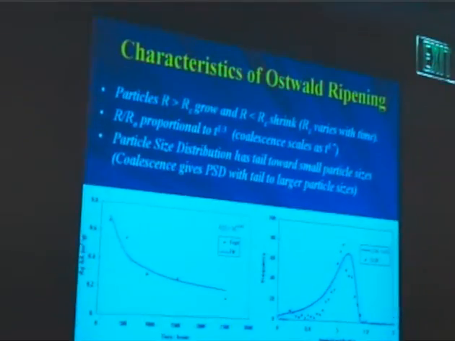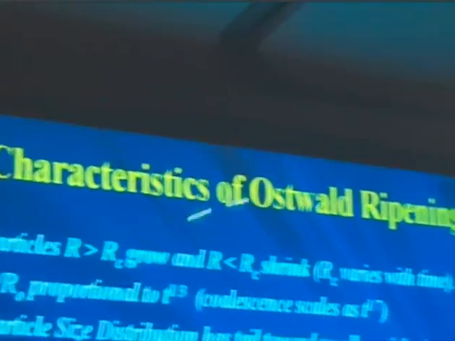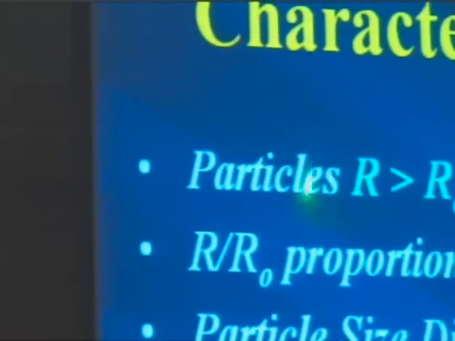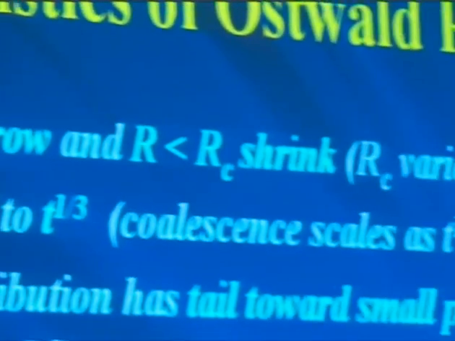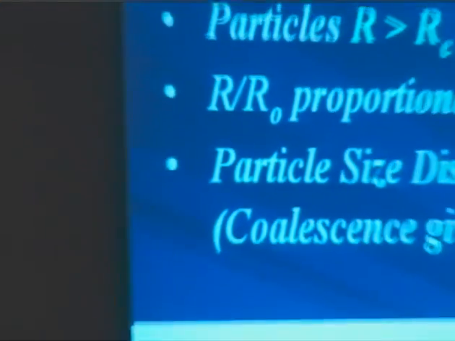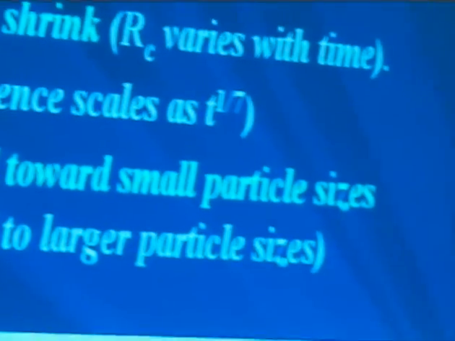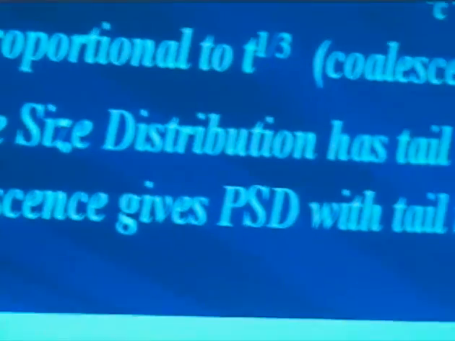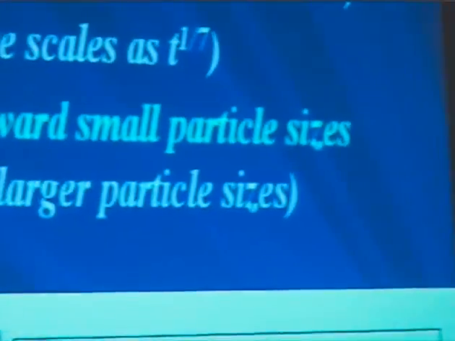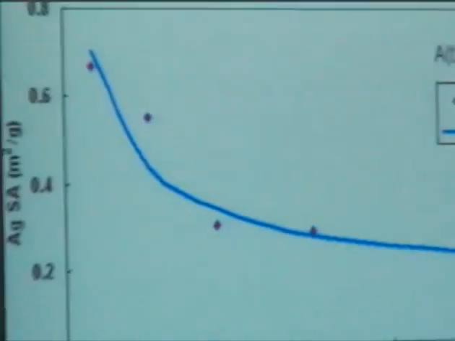So these are some of the results from the experimental studies. Some of the characteristics of Ostwald ripening are that particles larger than some critical radius grow as a function of time, and the particles smaller than that critical radius shrink as a function of time. That's why you want to look for those smaller particles. If you look at the ratio of the radius to some R0 radius, this should change in Ostwald ripening as a factor of t to the 1/3 power. In coalescence, it's t to the 1/7 power. Here's a plot of that data, and you see that it's much closer to the characteristics of Ostwald ripening.